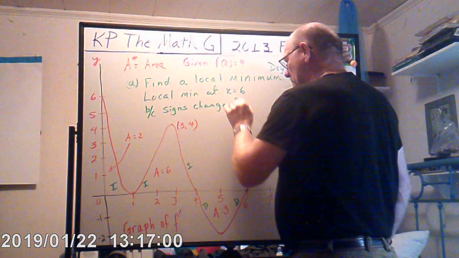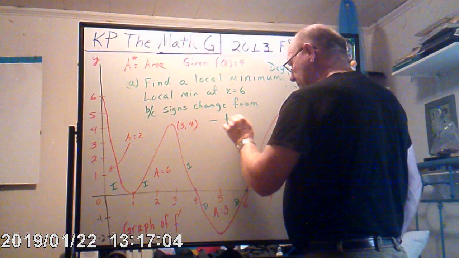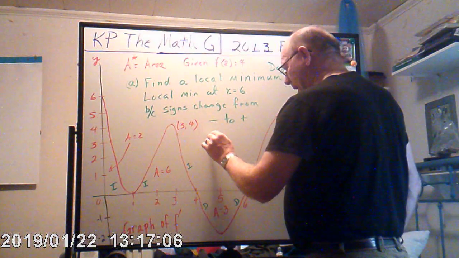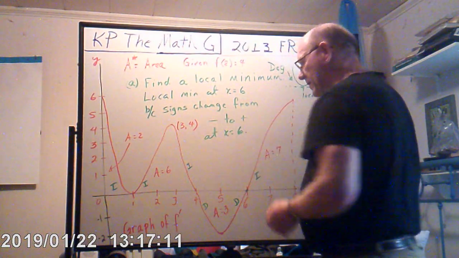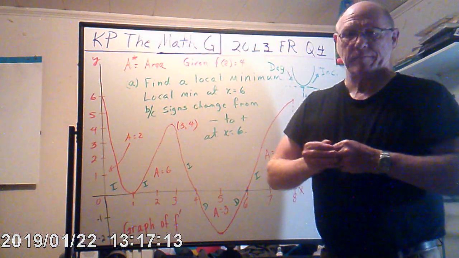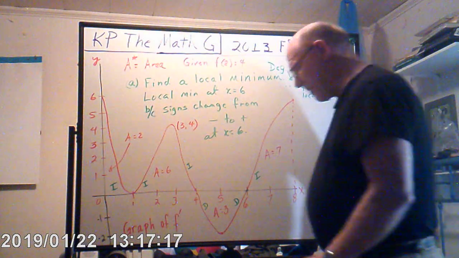Alright, from negative to positive at x equals 6. And that's all you need to do with A. That's it. Okay, B part.